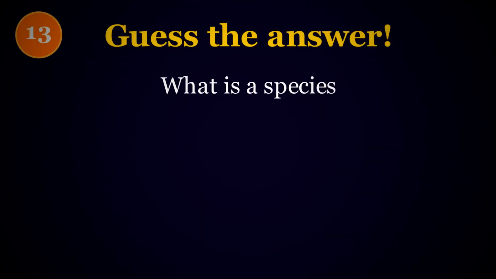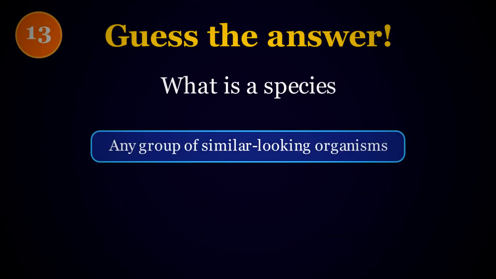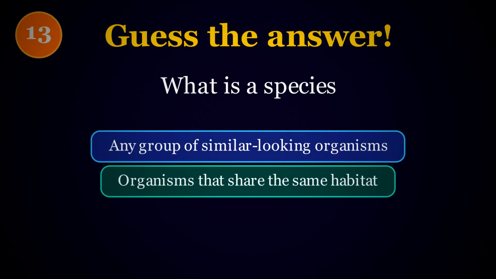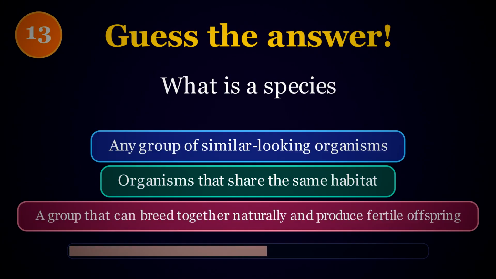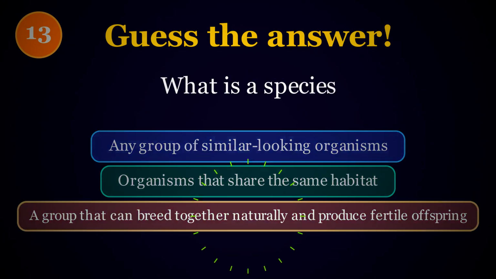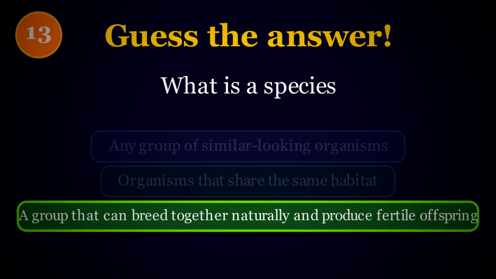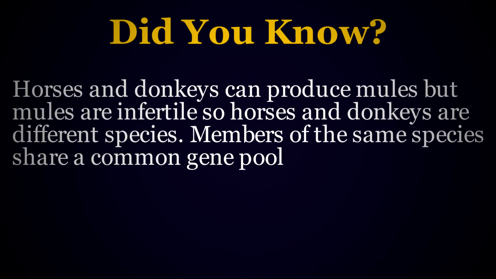What is a species? Any group of similar-looking organisms. Organisms that share the same habitat. A group that can breed together naturally and produce fertile offspring. The correct answer is a group that can breed together naturally and produce fertile offspring. Here's a nugget of wisdom: horses and donkeys can produce mules, but mules are infertile, so horses and donkeys are different species. Members of the same species share a common gene pool.